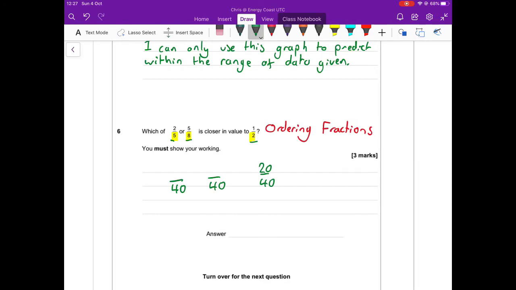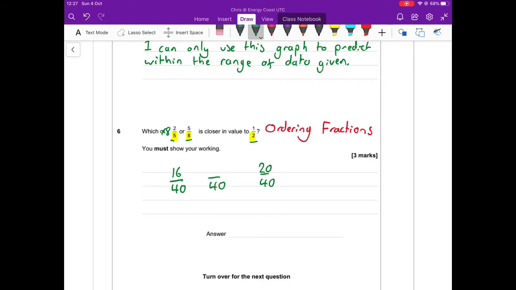Yeah, because 20 over 40 is a half. Okay, so that's the easy one. Let's have a look at the harder ones. The first one, what do I times 5 by to get 40? I times it by 8. So I need to times top and bottom by 8. So that would be 16 over 40.